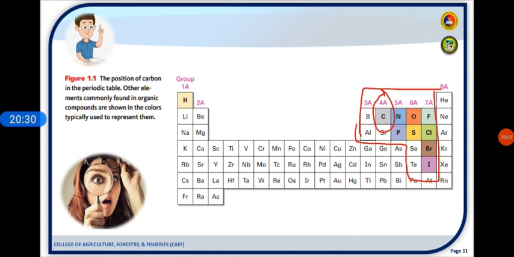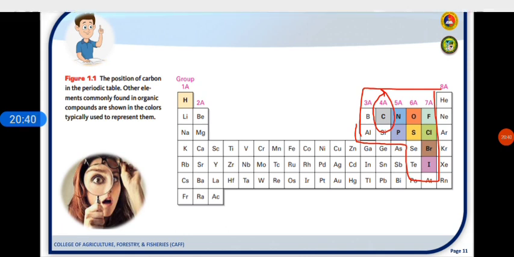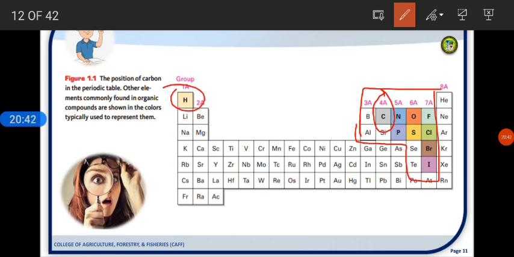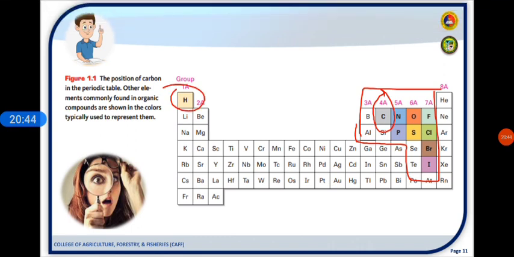These are the common elements that carbon is bonded to. So carbon can bond to hydrogen, right? But carbon can also form a bond with nitrogen, phosphorus, oxygen, sulfur, fluorine, chlorine, bromine, and iodine.